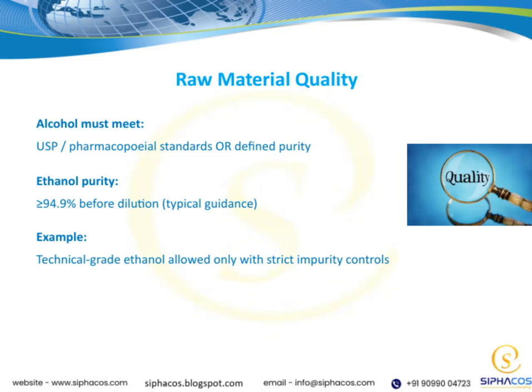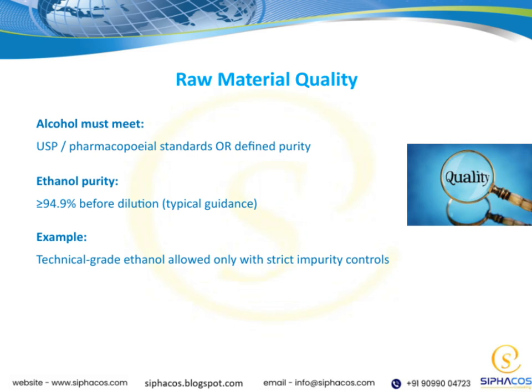Let's talk about raw material quality. When it comes to alcohol used in our processes, it must meet specific standards to ensure safety and efficacy. It should comply with USP or other pharmacopoeial standards, or have a clearly defined purity level. This helps guarantee that the alcohol is of consistent quality and suitable for pharmaceutical or medicinal use. Now, focusing on ethanol purity, the typical guidance is that it should be at least 94.9% before any dilution occurs. This level of purity is crucial because it impacts the final product's safety and effectiveness.